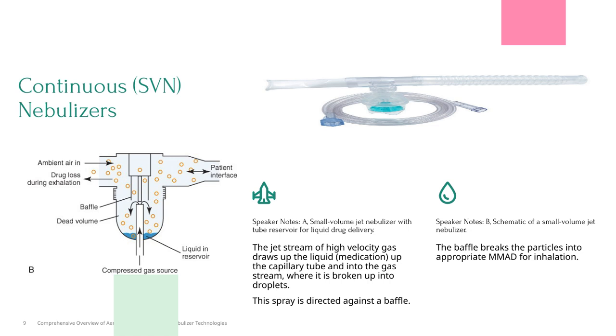This spray is then directed against the baffle, which helps to further refine the aerosol particles, ensuring they're the right size for optimal inhalation. Continuous nebulizers, like the small-volume jet nebulizer we're discussing, are widely used because they can deliver medications steadily and consistently, making them ideal for various respiratory treatments. Understanding how these components work together helps us appreciate the efficiency and precision of aerosol drug therapy.